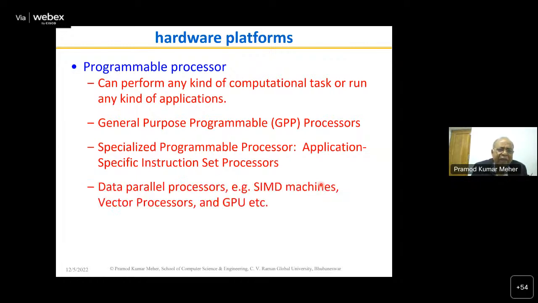I'll give some examples. The data parallel processors, the SIMD machines, are single instruction stream, multiple data stream machines. The same instructions are used for processing multiple data at a given time. Computations like the addition of matrices or inner product computation can be performed by such data parallel processors, like SIMD machines or vector processors, where vector data can be given as input and a vector can be obtained as output. And the GPU is also that kind of data parallel processor, used for graphics processing, the graphics processing unit.